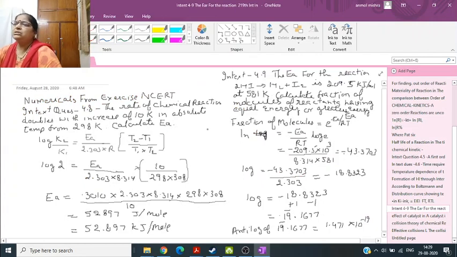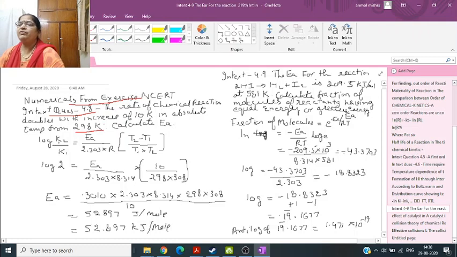Now this is the numerical based on the same formula, that is temperature dependence. This is an unsolved question in the textbook, question 4.8. The rate of a chemical reaction doubles with an increase of 10 Kelvin in absolute temperature from 298 Kelvin. It means that T1 is 298 and T2 will be 298 plus 10, which is 308. The same formula we have to write down.